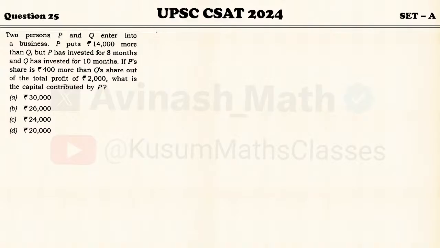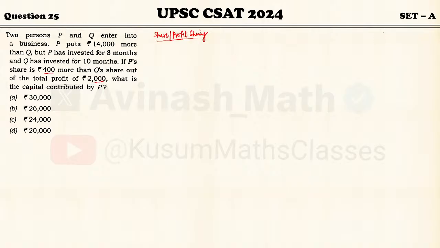This is related with shares and profit sharing, right? So the question is saying 2 persons P and Q enter into a business. P puts rupees 14,000 more than Q, but P has invested for 8 months and Q has invested for 10 months. If P's share is 400 more than Q's share out of the total profit 2,000 rupees, what is the capital contributed by P, right?